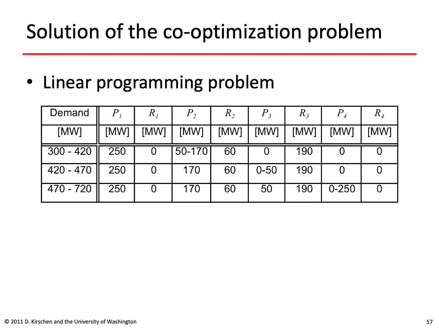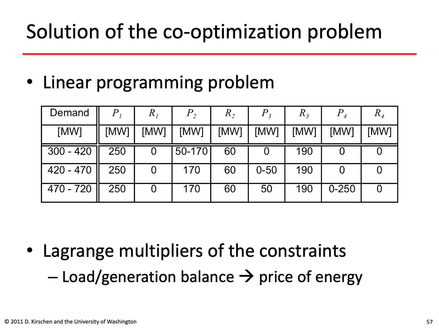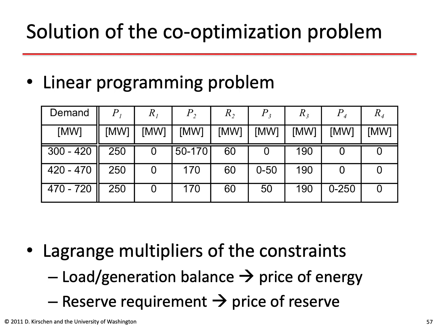Now that's the solution. We can also look at the Lagrange multipliers associated with the constraints, as they are provided by the linear programming engine. In particular, the Lagrange multiplier associated with the load generation balance constraint is going to give us the price of energy, while the Lagrange multiplier associated with the reserve requirement constraint will give us the price of reserve. However, just putting this in a linear programming engine doesn't give us much information.